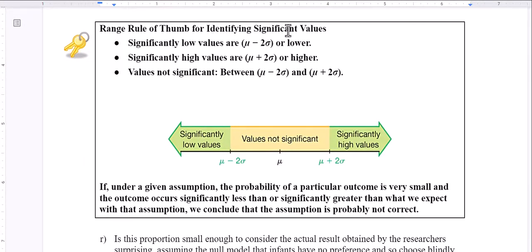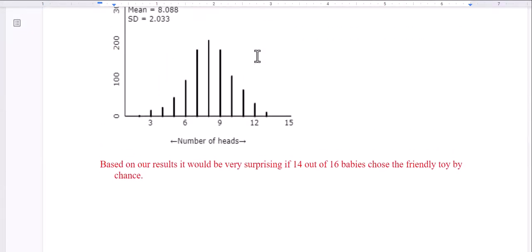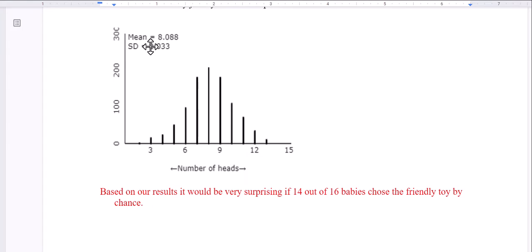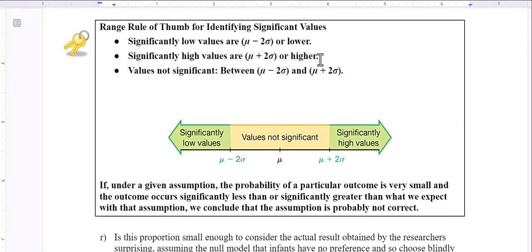So the range rule of thumb for identifying significant values is that if we are more than 2 standard deviations away, then it's a significantly high value. Going back to our dot plot here, the standard deviation is 2. So when you go 2 from 8, that puts you at 10, and then another 2 puts you at 12, right? So anything higher than 12 will be significantly high, so not as common as the rest of the data. So that's what our range rule of thumb means.